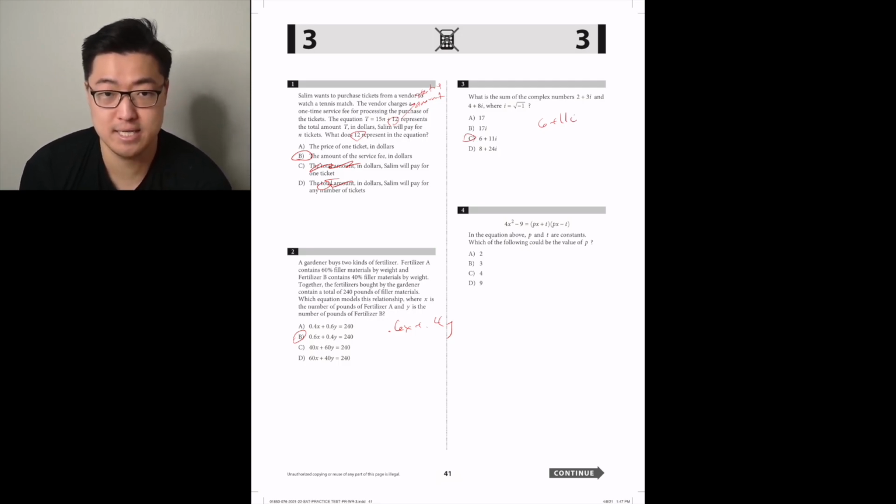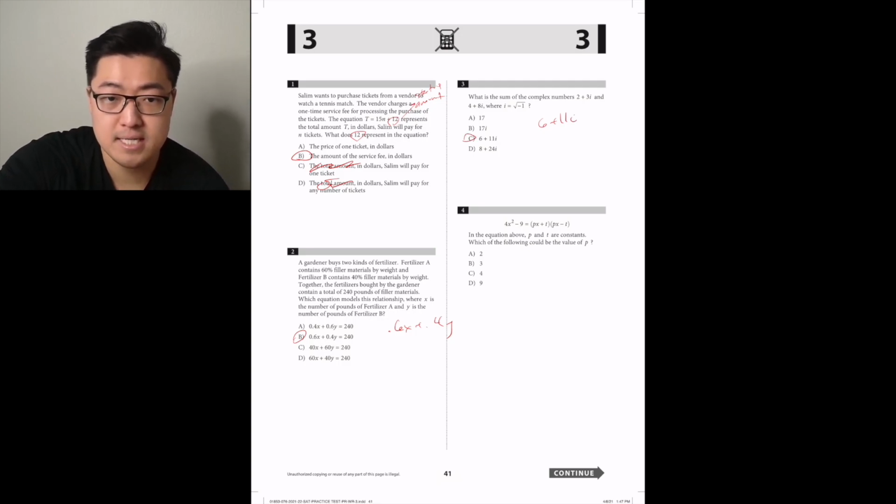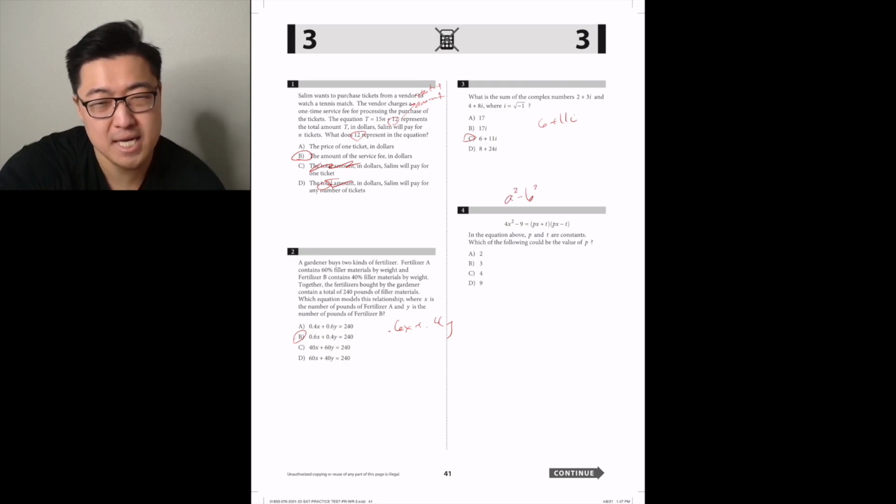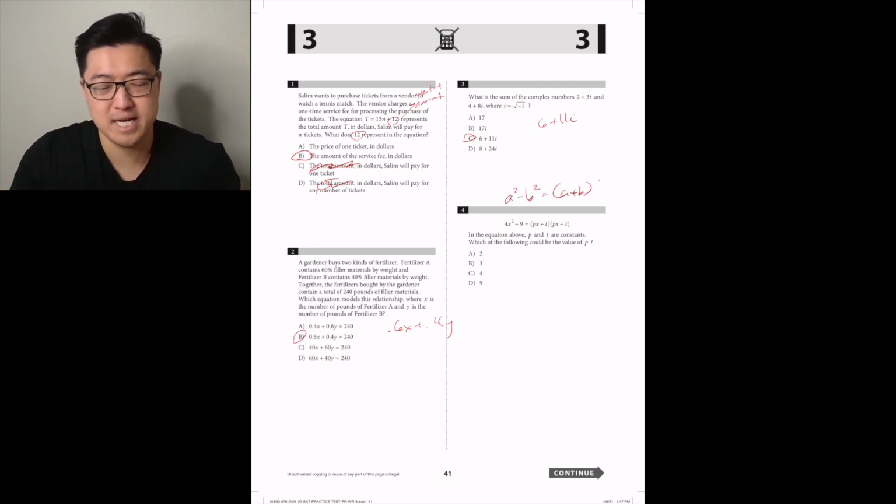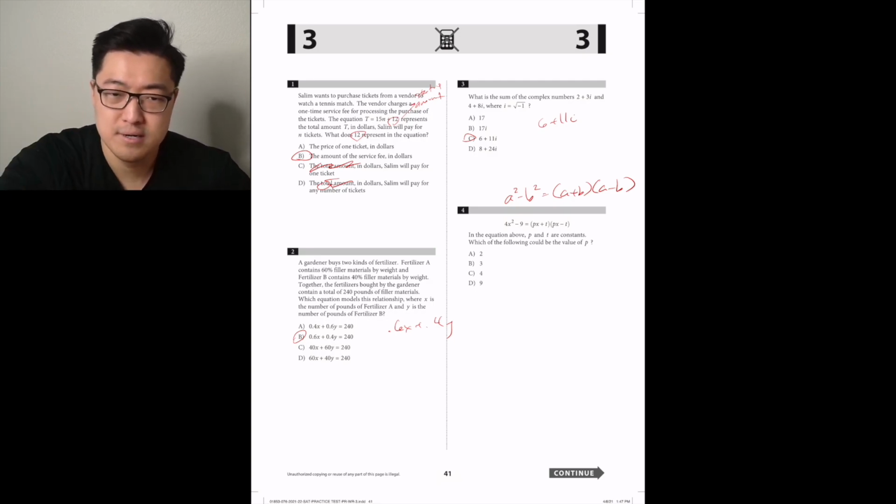What is the sum of the complex numbers that... Okay, so then 6 and 11i. C. In the equation, if P and T are constants, which of the following could be the value of P? This is a difference of squares formula, right? So P squared X squared is equal to the 4X squared, so P is 2.